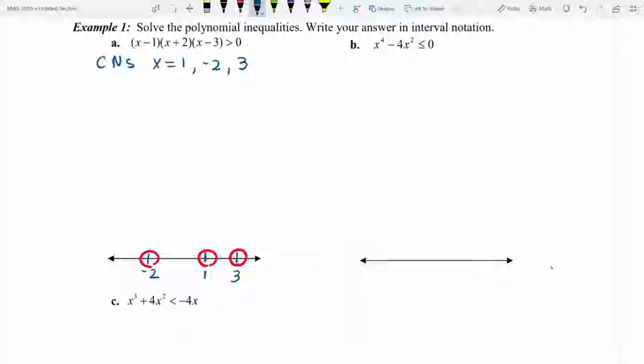Now I have to test my region. So everybody grab your calculator. Let's do the left side. So everybody go -3, store, enter. Let's put in the original left-hand side. So go parenthesis, X, enter, -1, close it. Make sure you're pushing it with me, okay? Parenthesis, X, enter, +2, close it. Parenthesis, X, enter, -3, close it, enter, and you get a -24. All I need is a negative.